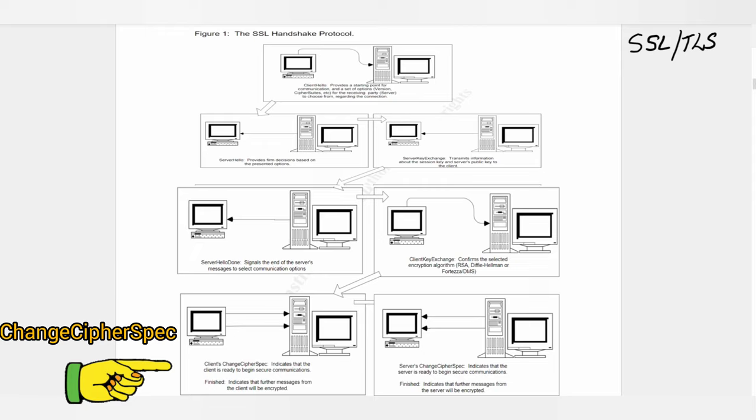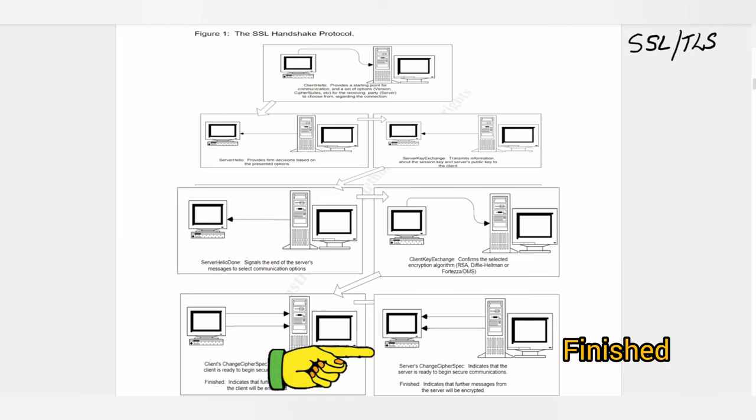And the last message and the last step is finished. The two finished messages signal the final message of the SSL handshake and ensure that three things are verified before the initial handshake is complete. These are key information, the contents of all previous SSL handshake messages exchanged by the systems, and a special value indicating whether the sender is a client or a server.